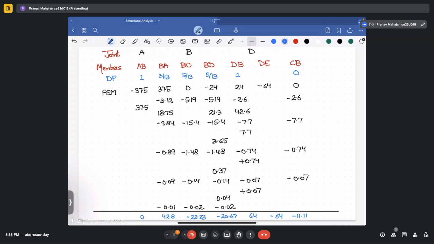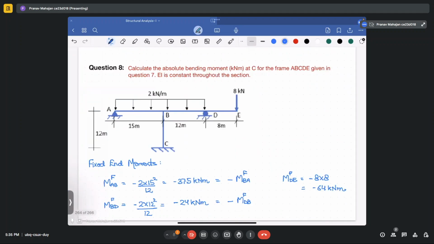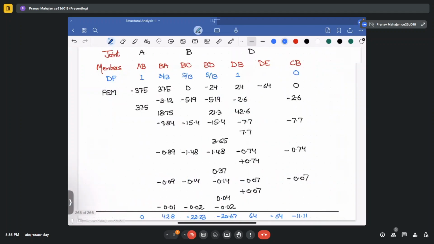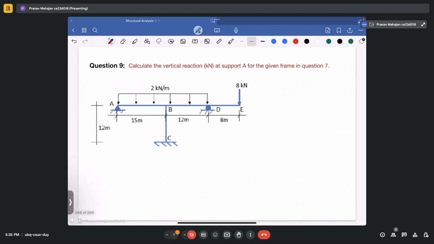Okay, and in this you are required to calculate the absolute bending moment at C. So the absolute bending moment at C is coming out to be 11.11 kilonewton meter. So this is your absolute bending moment at C. Okay. Now your next question is you are required to calculate the vertical reaction support at A. So similarly to what we have calculated earlier, we will now solve the problem for this.